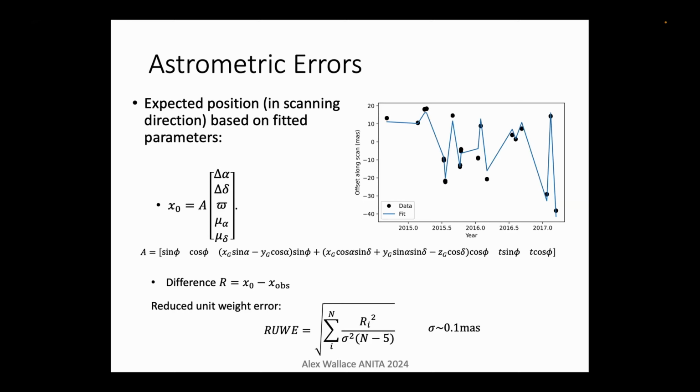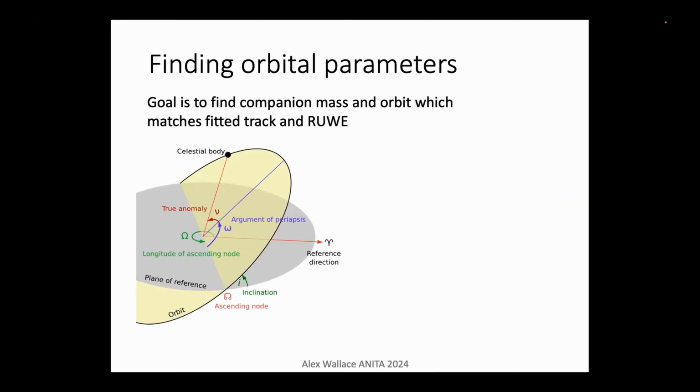But what my work is mainly concerned with is finding orbital parameters. So you've probably seen this diagram from Wikipedia before. There's quite a lot going on with orbital parameters. It's not just all about periods and masses and things. There are all these angles that we have to consider as well that could be affecting the astrometric signal.